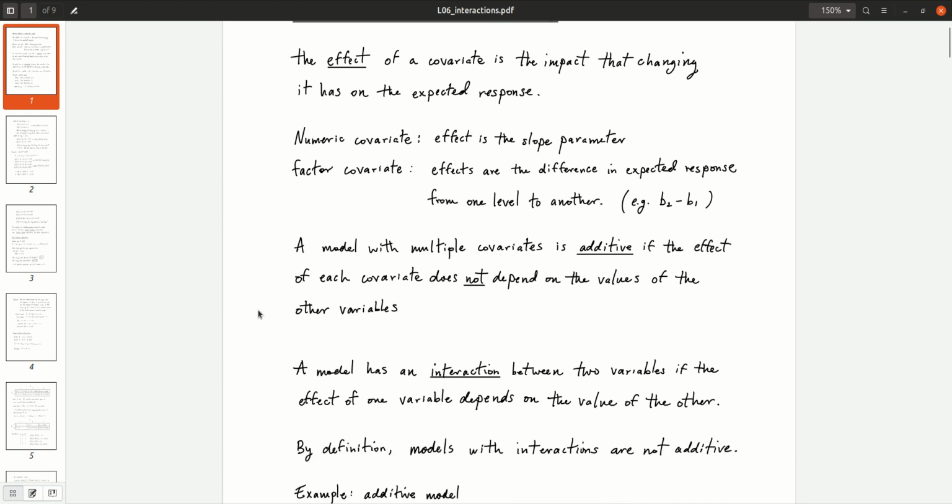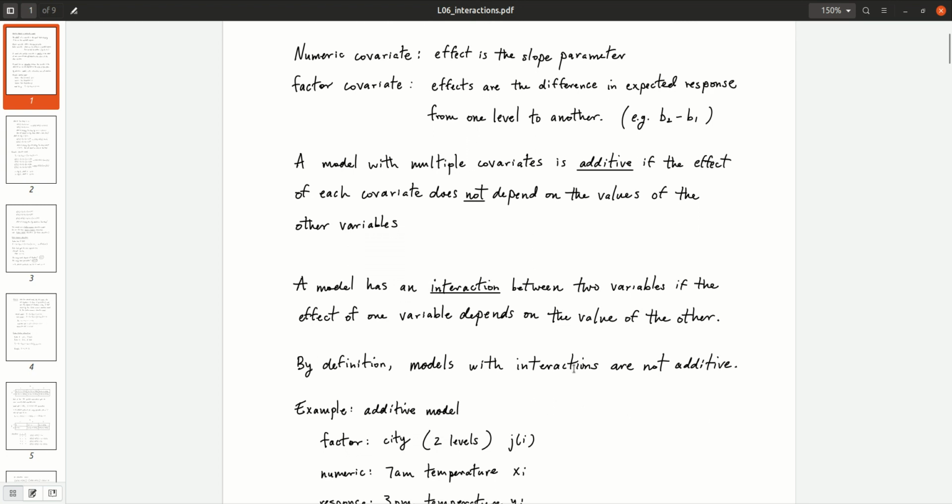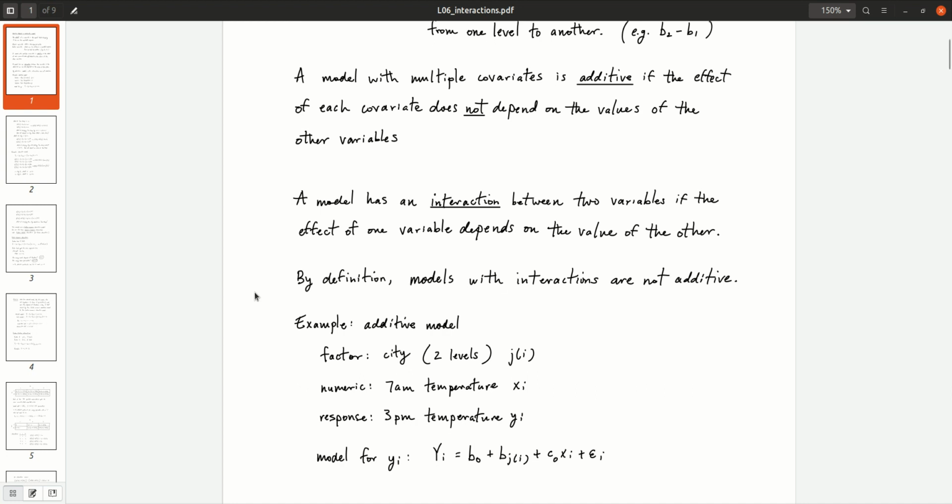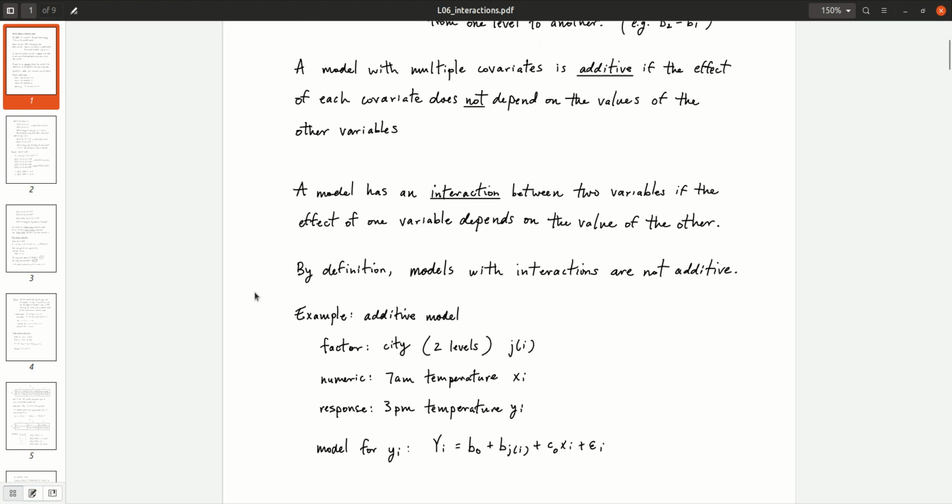A model has an interaction between two variables if the effect of one variable depends on the value of the other variable. So by definition, a model that has an interaction is not additive. We can think of interactions as the opposite of additive. To see how this works, I think it's best to just look at an example and show what we mean. We've already gone through this example, but we're going to do it again to illustrate this point.